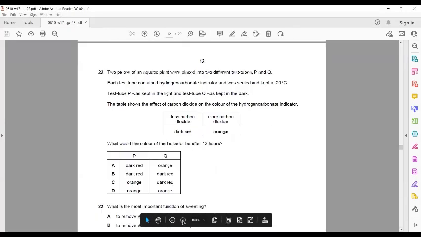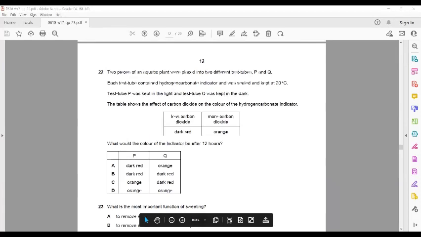Question number 22. Two pieces of an aquatic plant were placed into two different test tubes, P and Q. Each test tube contained hydrogen carbonate indicator and was sealed and kept at 20 Celsius. Test tube P was kept in the light and test tube Q was kept in the dark. The table shows the effect of carbon dioxide on the color of the hydrogen carbonate indicator. What would the color of the indicator be after 12 hours?